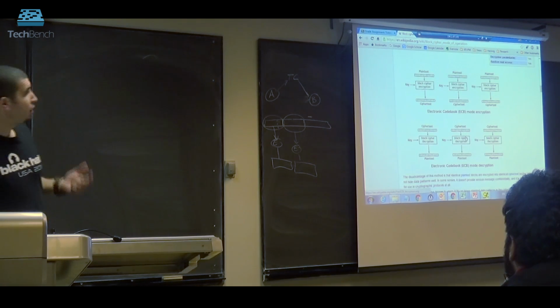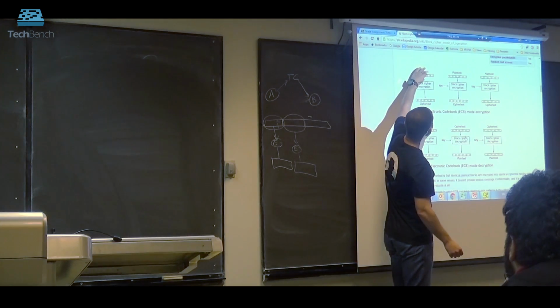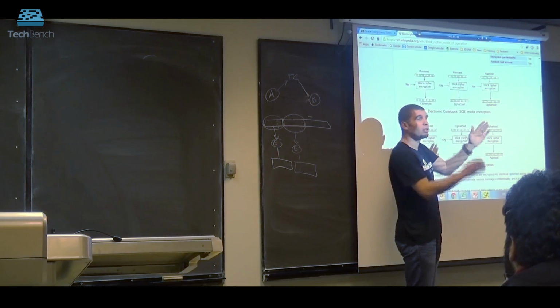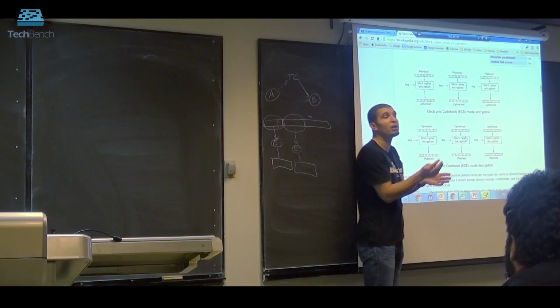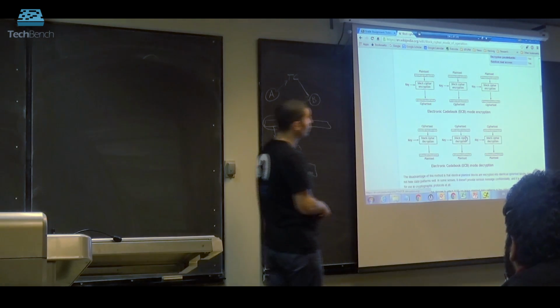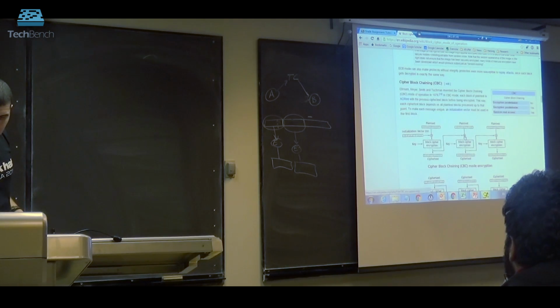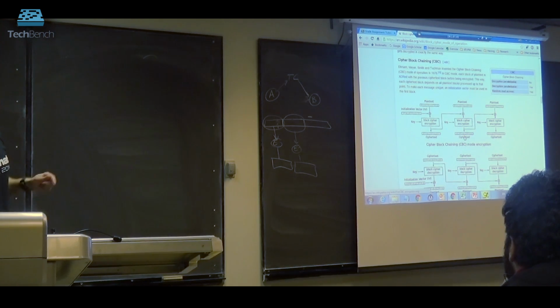So basically, electronic code book. Here, every block is encrypted independently from the other blocks, and the decryption is the same thing. Now this is ECB. Then there are several others. So for example, cipher block chaining.